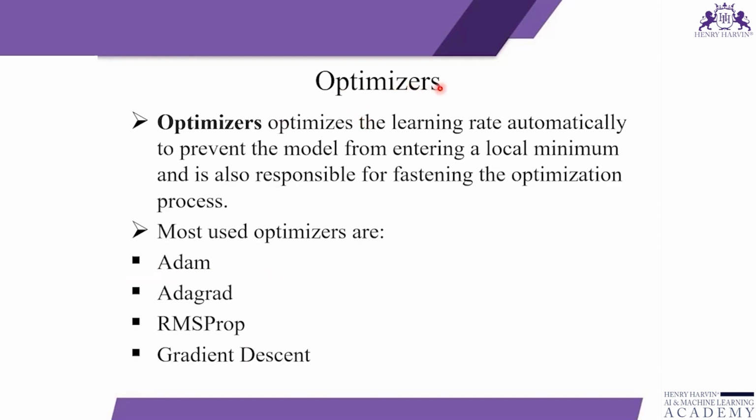So what are optimizers? Optimizers optimize the learning rate automatically to prevent the model from entering a local minimum, and are also responsible for fostering the optimization process. There are many optimizers. We are going to discuss a few optimizers which are currently used in the industry, like ADAM, ADAGRAD, RMS Prop, gradient descent, and a few more.